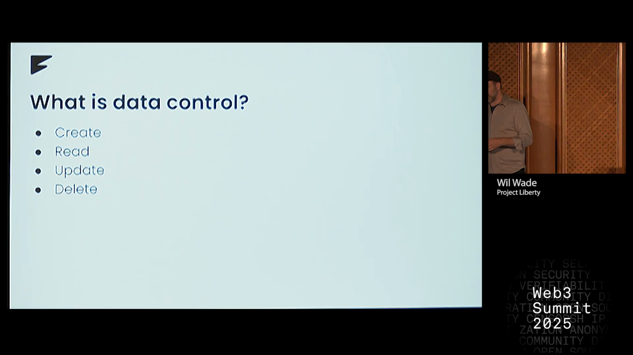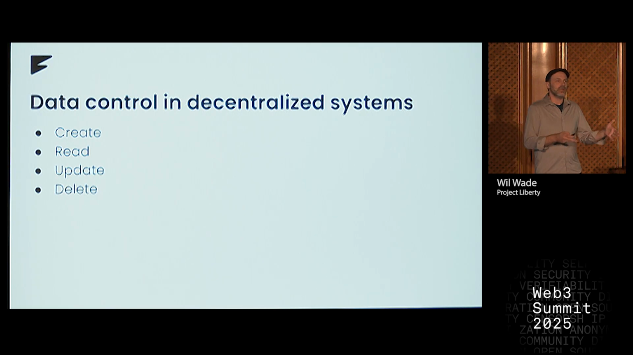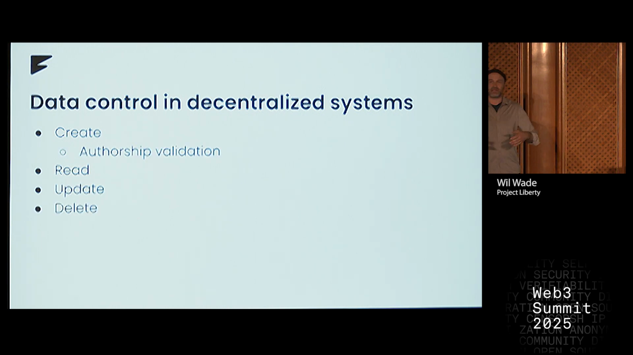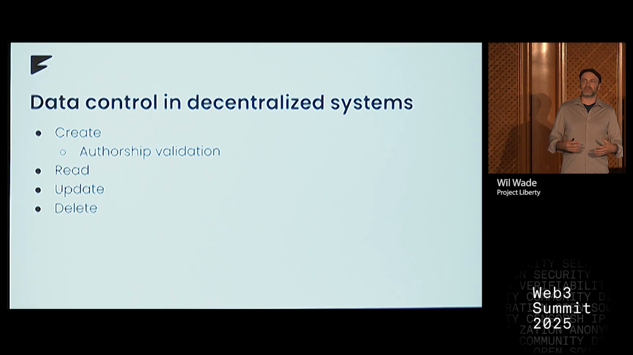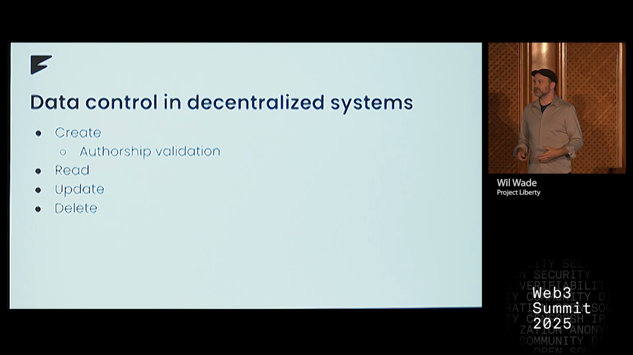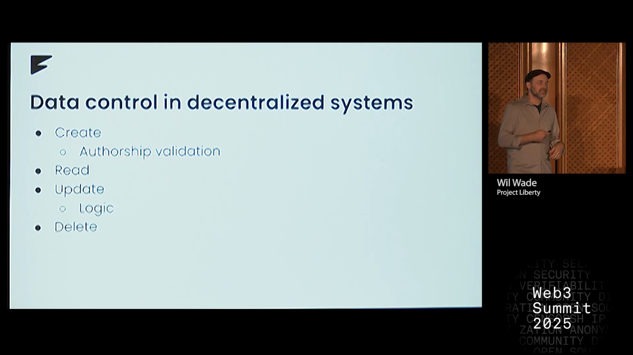And these 4 pieces each have a corollary in decentralized systems. So create, we've got that pretty well solved now. That is authorship validation. Signatures, the private key system that has worked really well in most decentralized systems, allows us to know that when I create something, everybody knows that it's me, and you can't create something for me unless there's a system that allows for that.